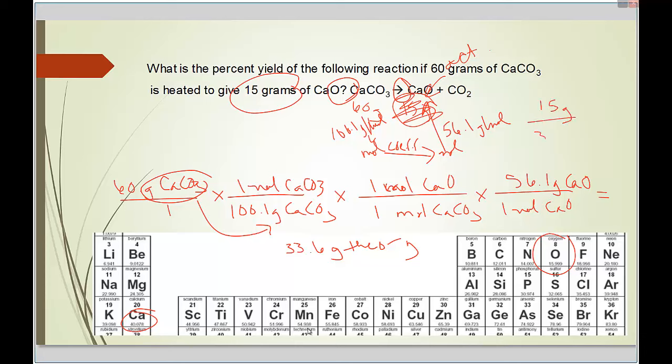Keep in mind, it might not actually say the actual yield was a certain amount. It'll just simply say this is how much was produced. For instance, this one says to give 15 grams. So that means at the end of it, you had 15 grams. So they want to know what percentage of what you were supposed to get did you actually get. And that is the end of the review for the Chem 111 Exam 3, Part 1.